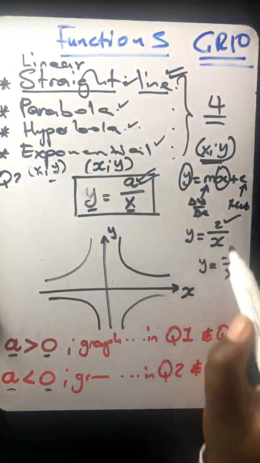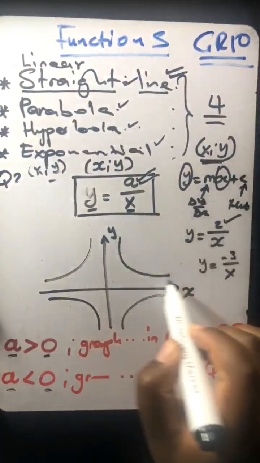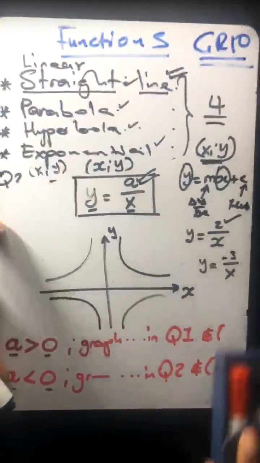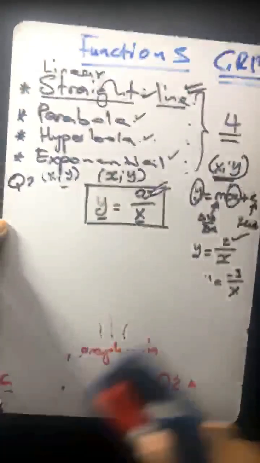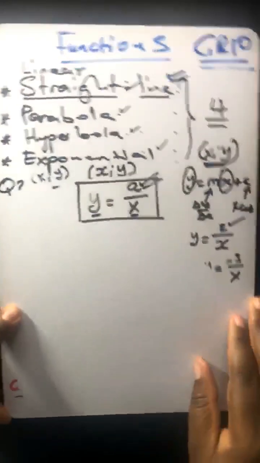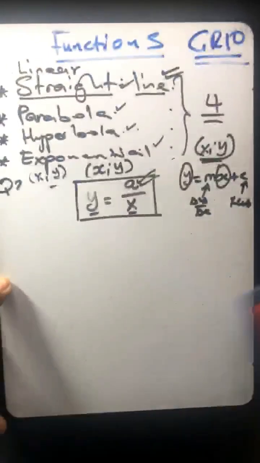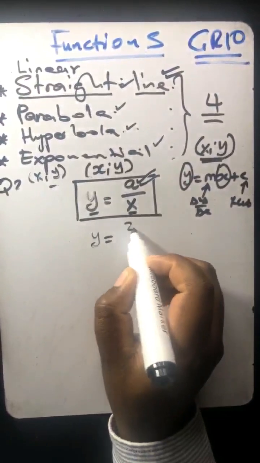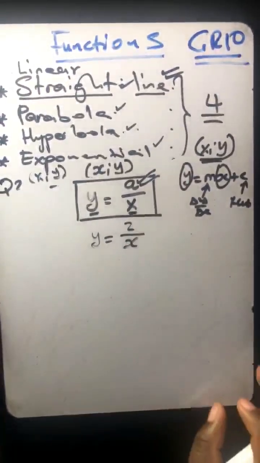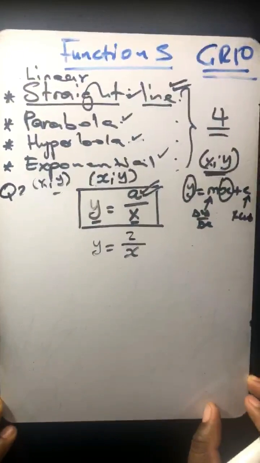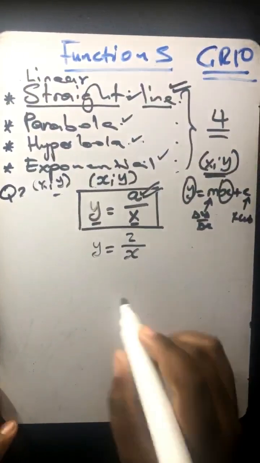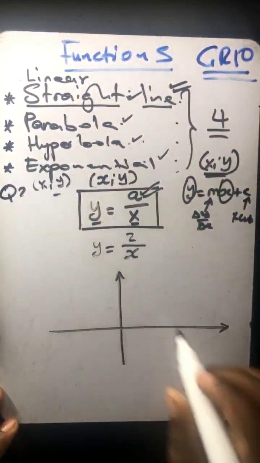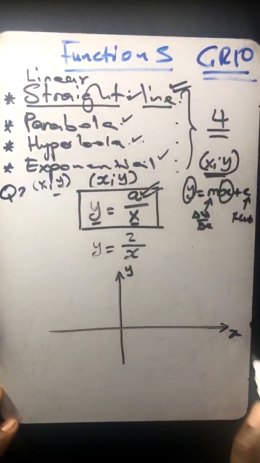But to draw a hyperbola, you don't just do that. This is how you draw a hyperbola. So I'm just going to quickly remove all of that, and then let's try to sketch this function of y is equal to positive 2 over x. Obviously, you will sketch it on a Cartesian plane, having the y and the x axis.